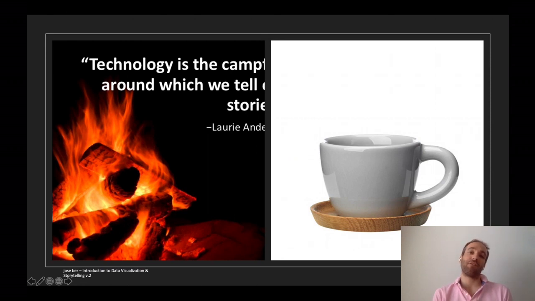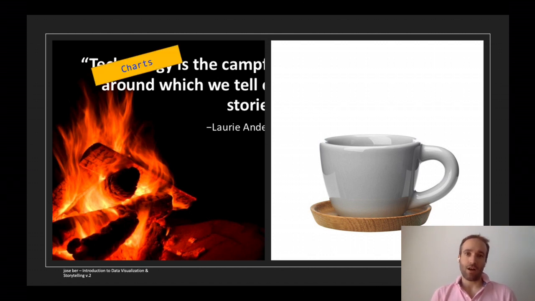About my favorite topic. But first, let's look at today's metaphor. Today's metaphor is about campfires. And as you can see here, a famous artist called Laurie Anderson said, technology is the campfire around which we tell stories. And this is so true. But here we will say charts is the campfire around which you tell your stories.